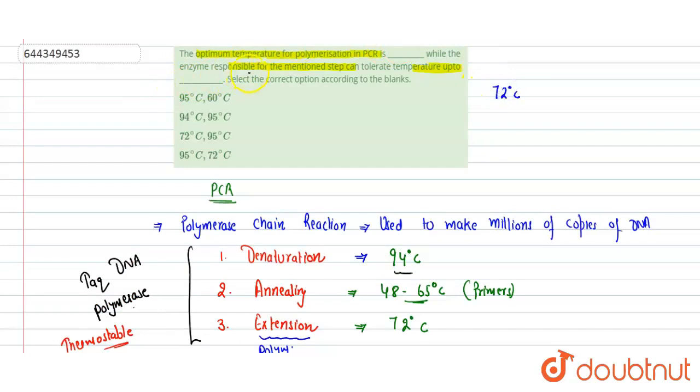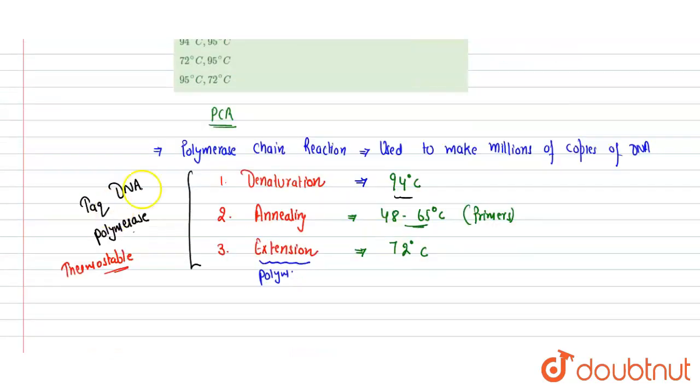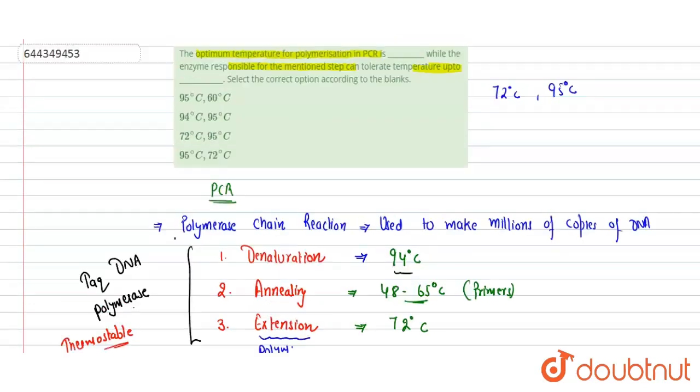Next is, the enzyme responsible for the mentioned step, that is, the enzyme responsible for polymerization, is Taq DNA polymerase. It can tolerate temperature up to 95, because 94 is already occurring in the vial, so it can tolerate up to 95 degrees temperature. It is that much thermostable. So our answer is 72 and 95.